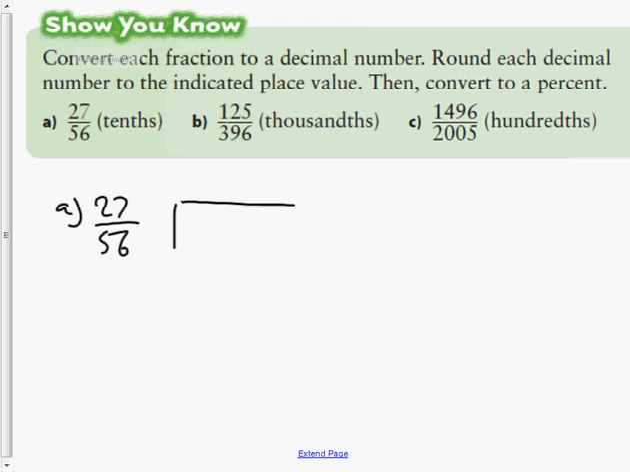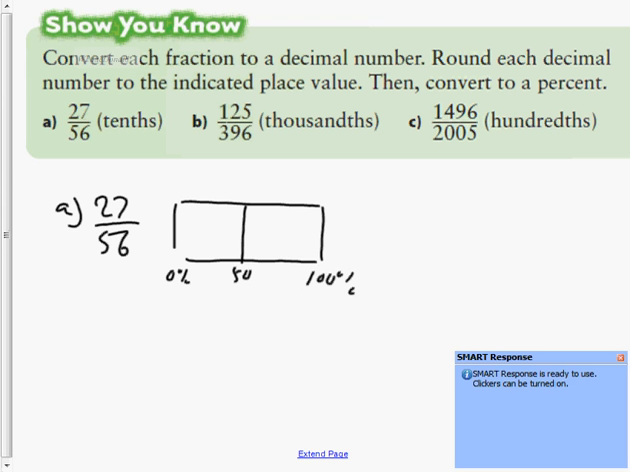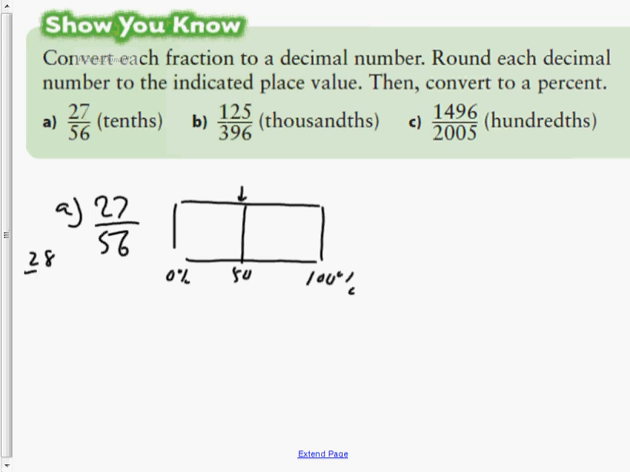Now if I was to draw a rectangle and say that this was 0% and this was 50% and this was 100%, 27 out of 56 is roughly just a little bit less than half. And I know that because 28 out of 56 is exactly half. So because it's 27 out of 56, I know that this fraction as a decimal will be just a little bit less than 0.5. So I'm estimating to start, just to see what it would be.